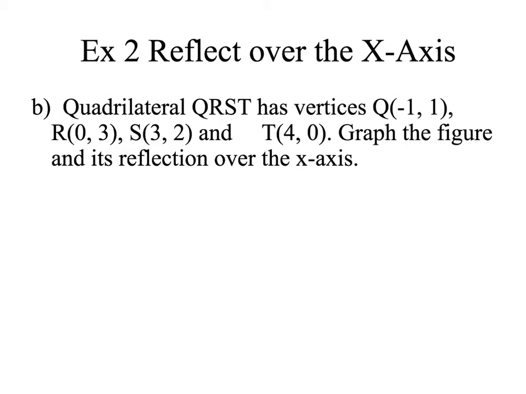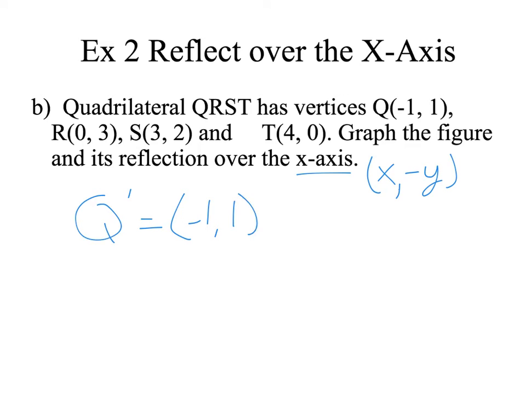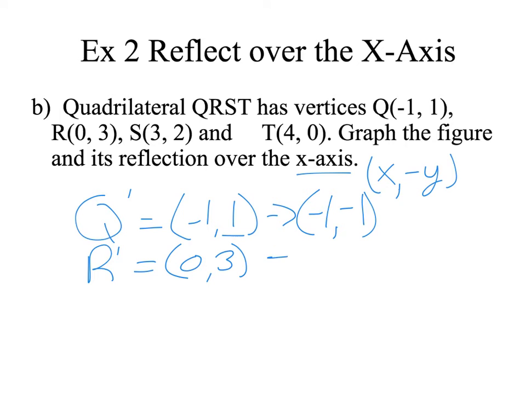Same one here, except now we have a quadrilateral, so we have 4 of them. And again, we're still going over the x-axis. So that means that our y-coordinate is going to be the one that changes. So Q prime, we start with negative 1, 1. Our y value is going to change, becoming negative 1, negative 1. We have R prime, which is 0, 3. Again, our y-coordinate is going to change, so 0, negative 3.